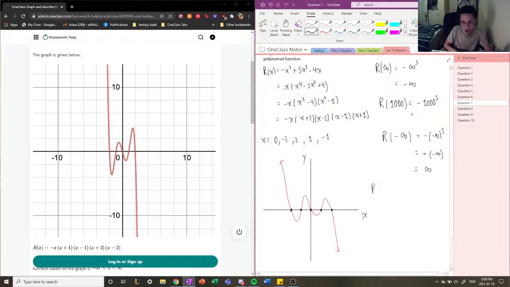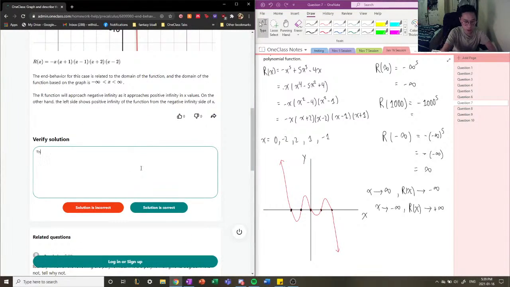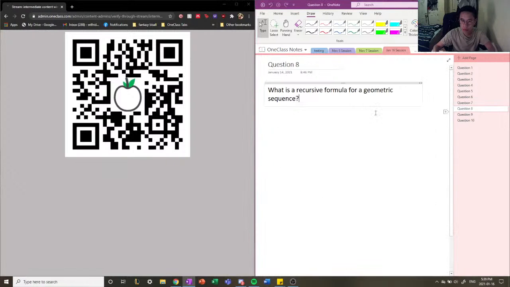Okay, so when x is heading towards infinity, r of x is heading towards negative infinity. And when x is heading towards negative infinity, r of x is heading towards positive infinity. Okay? So the solution is correct. Good work. Cool. All right.